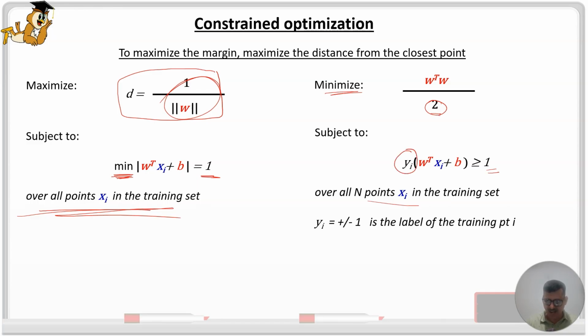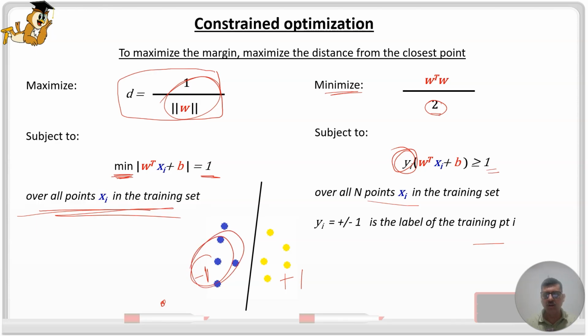Here, what is yi? Yi is the label of the training point i. Now, what do I mean? Let us say this was your training data. Let us say your origin is over here. I give a label -1 to all the blue points. I give a label +1 to all the yellow points. So yi equal to -1 for these points, yi equal to +1 for these points, and therefore if I multiply W transpose xi plus b with its yi, I can get rid of the modulus.